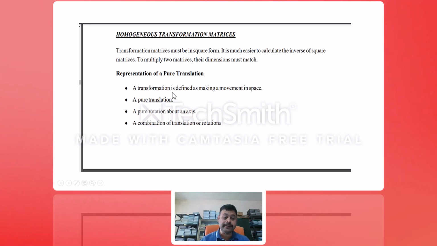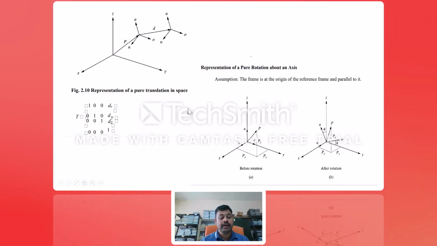Representation of pure translation. Here, translation is defined as making a movement in space. Pure translation, pure rotation about the axis. Sometimes we will go for a combination of rotation and translation. Now, representation of pure translation in space. Translation means it's completely linear movement. You have x, y, z. So the initial position, A, O, N, with a distance of D. For the representation in space, we write it into that matrix. The last column will talk about the distance traveled.